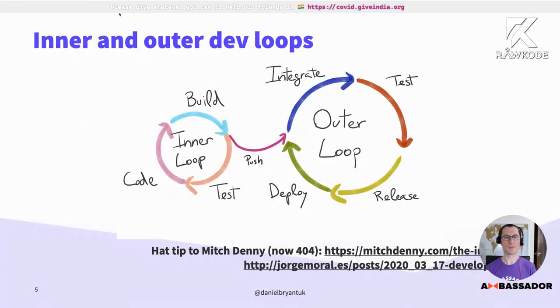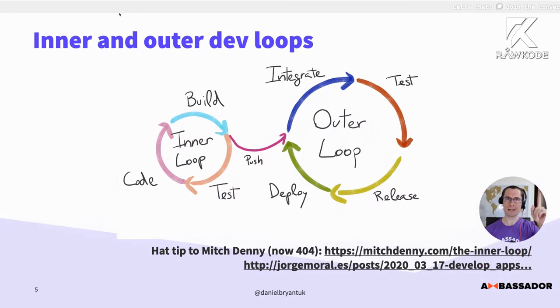Looking good. So I'm sure anyone who's a coder will recognize this. You get the inner and outer dev loops. Now, a massive hat tip to Mitch Denny, where I got the initial idea from. Unfortunately, the blog post has disappeared now. It's a 404. So I've managed to find the graphic from someone else who saw this as well. But you'll recognize that if you're doing TDD, you get that inner loop, right?